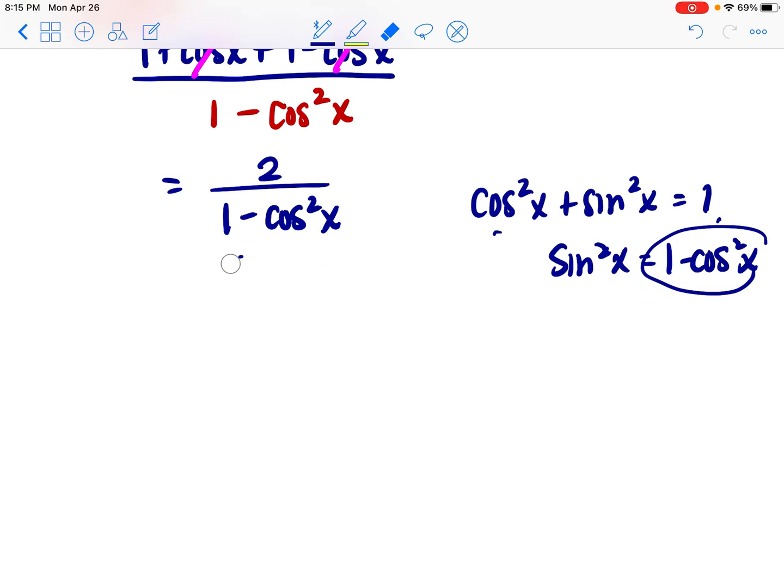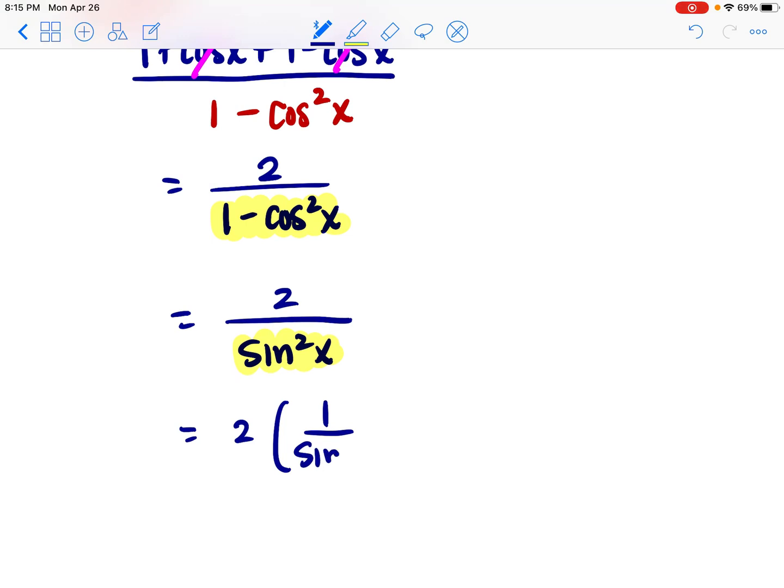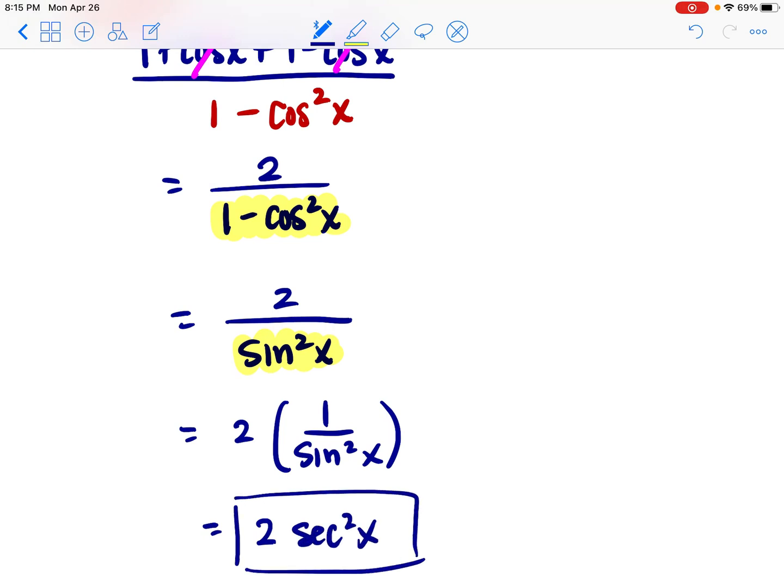So now, let me clean this up a little bit. Okay, so this becomes 2 over sine squared x, and I substituted the denominator with sine squared x, and I think I've got it from here. So this is the same thing as 2 times 1 over sine squared x, right? I can just factor that 2 out if I want, and 1 over sine is cosecant. So this is 2 times cosecant squared x, and that's a substitution as well. I should probably have labeled that in all the others. 1 over sine squared, cosecant squared.